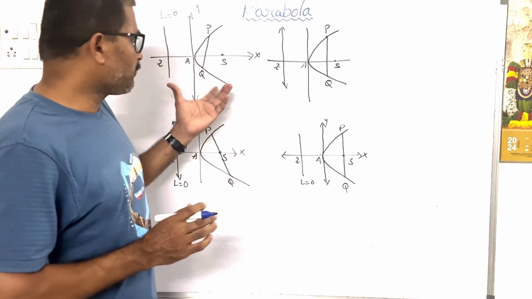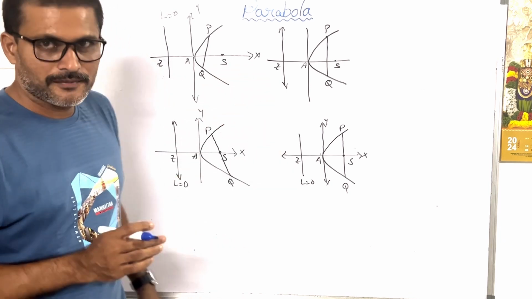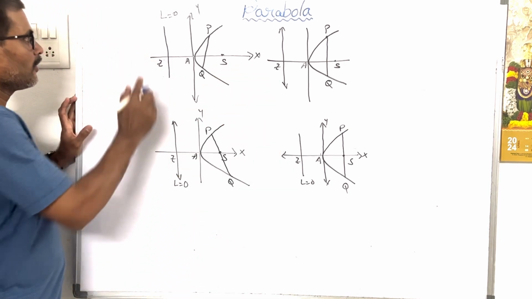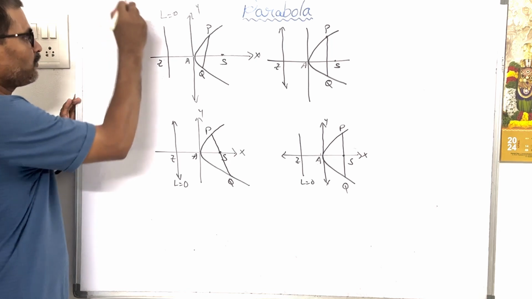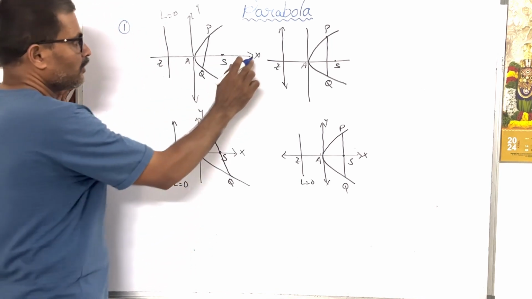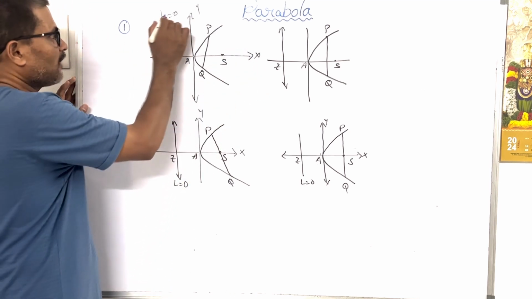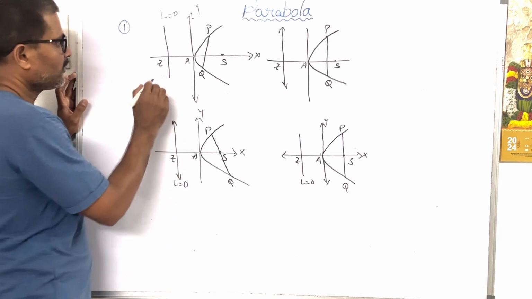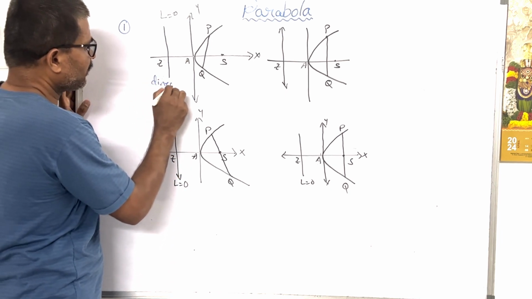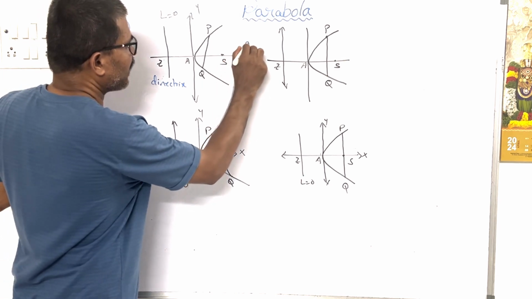So here we observe these four types of diagrams. These are all parabolas. So in the first diagram, the x-axis is the principal axis. Similarly, L is the directrix. So this is the directrix. This is the focus. This is the axis.